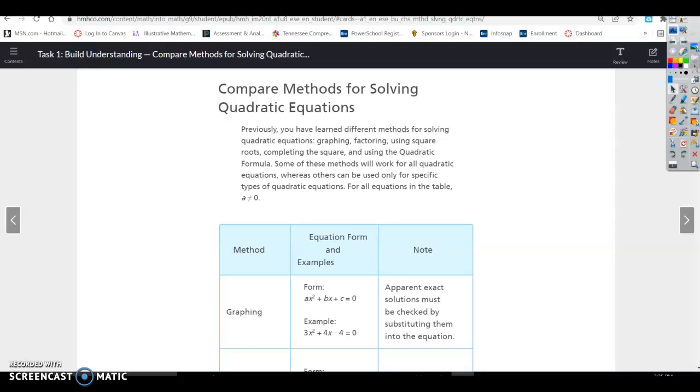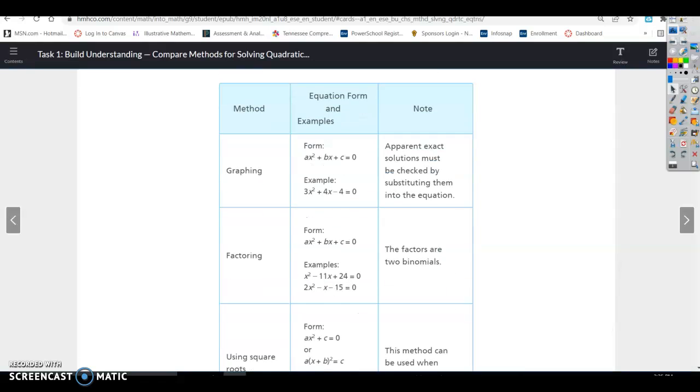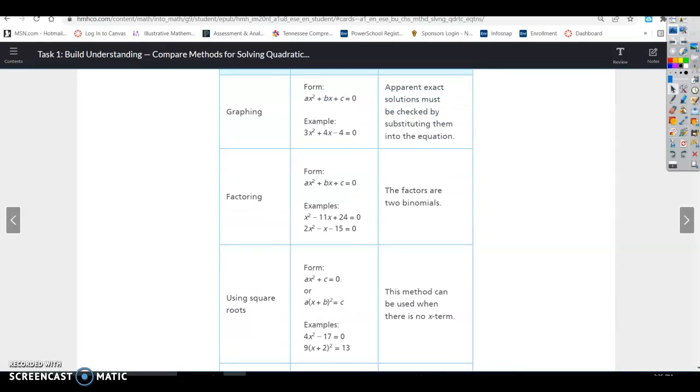Lesson 18.4, Task 1. Compare methods for solving quadratic equations. All right, guys, so before we've learned how to graph quadratics. Remember, a quadratic is something that has at least an ax squared. A squared term is going to make it quadratic.